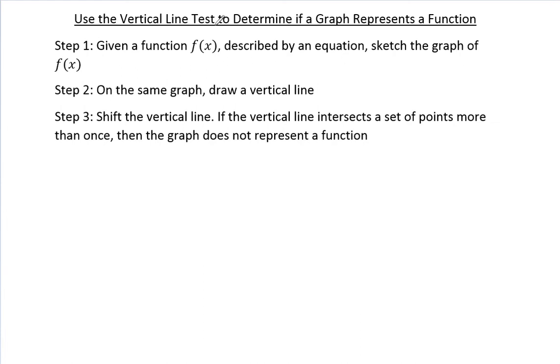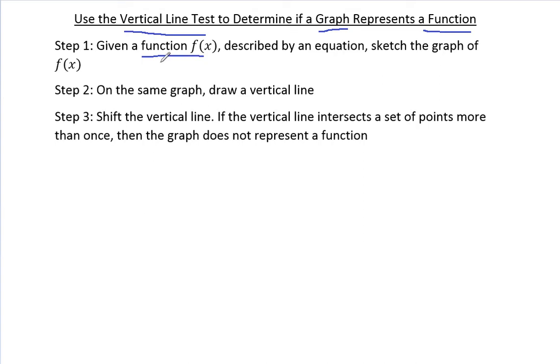Hi everyone, in this video we are going to use a vertical line test to determine if the graph represents a function. So in our previous videos, I've been talking about a function. So how are we going to show that it really represents a function? Because now we have been talking about a graph. So how will we know if this graph is a function?